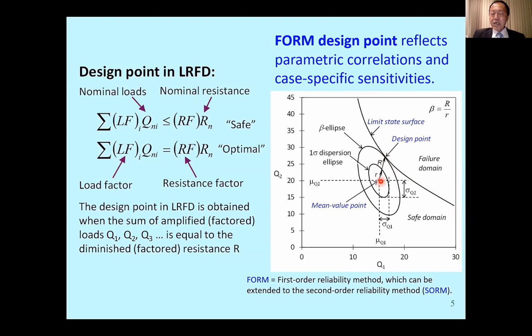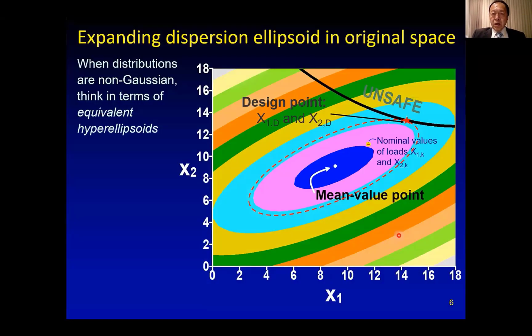The average point is the mean value point, and these ellipses are contours of equal probability. You can imagine there's another axis perpendicular to the plane, which is the resistance. I showed this just now. The case was negatively correlated load. Now then we have a positively correlated load.